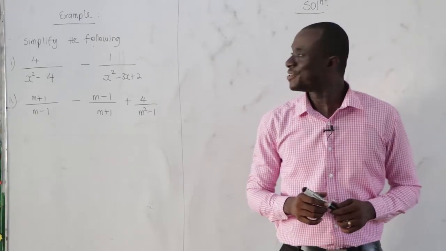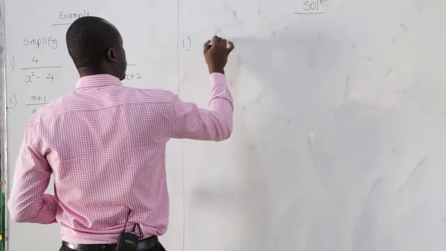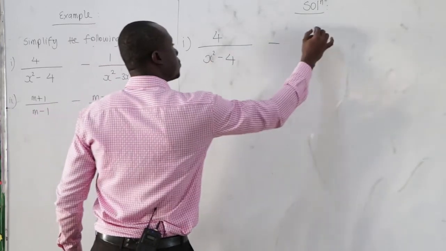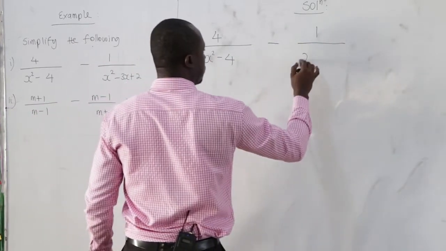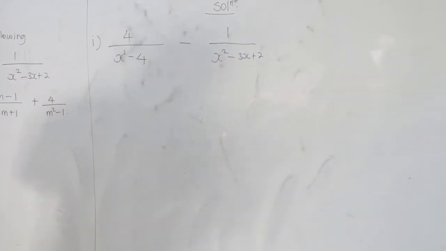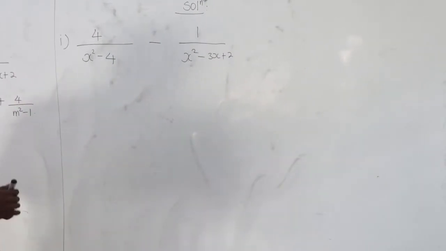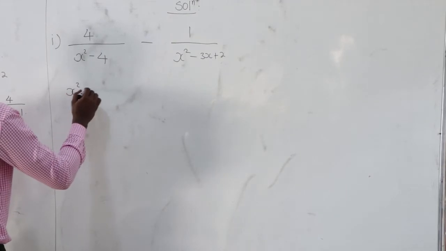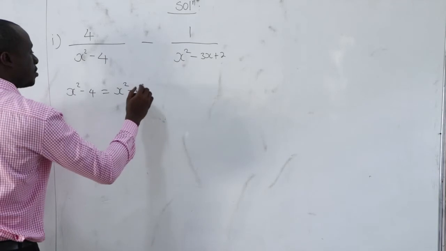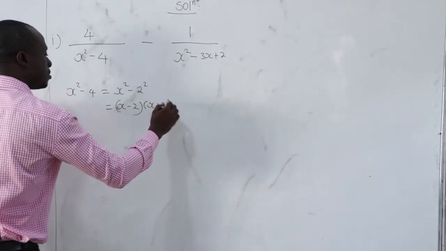Now let's consider this example. The first one, simplify the following: 4 over x squared minus 4, minus 1 all over x squared minus 3x plus 2. So we have to factor, that is x squared minus 4 and then x squared minus 3x plus 2. Now if you have x squared minus 4, when you factorize this difference of two squares, we have x squared minus 2 squared, and this is just (x minus 2)(x plus 2).